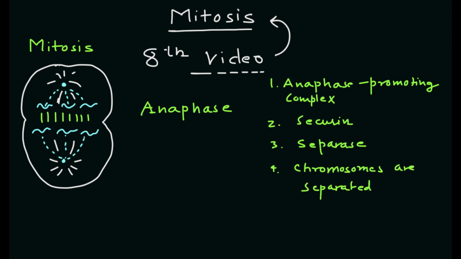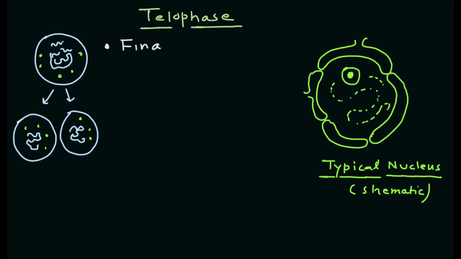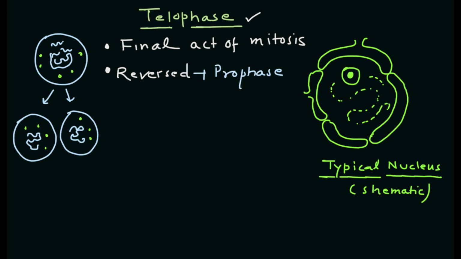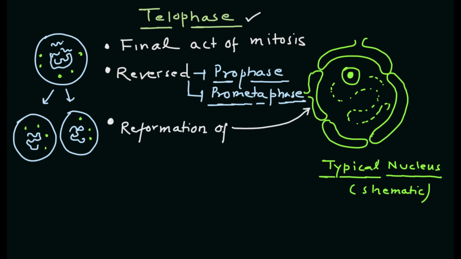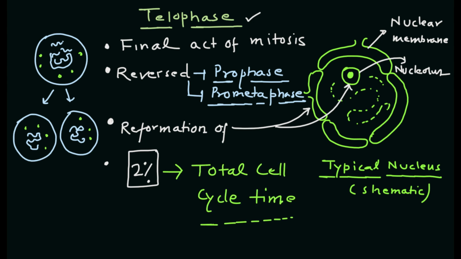Today, we are going to talk about the next stage, that is the telophase. Let's get started. The final act of mitosis in cell division is played out in telophase. Here, the events of prophase and prometaphase are reversed, leading to the reformation of nucleolus and nuclear membrane. It's a brief moment in the grand scheme of things, taking up just 2% of the cell cycle's total duration.